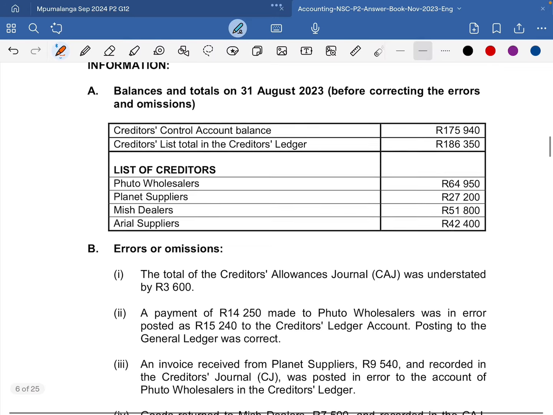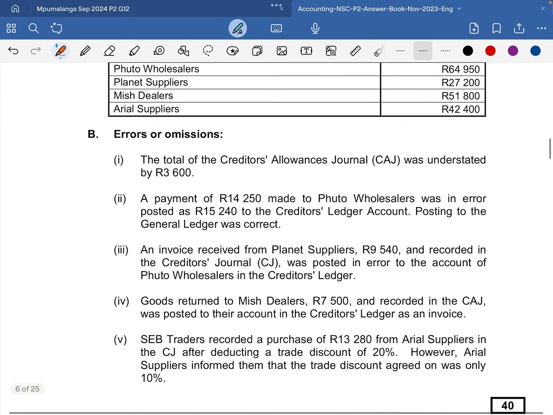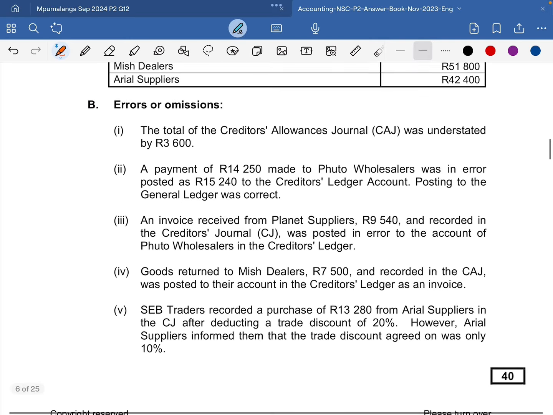So given information A, which shows us the balances and totals on the 31st of August 2023 before correcting the errors and omissions. Then information B, these are the errors or omissions that we need to take into account and correct. So the first one says the total of the creditors allowances journal was understated by 3,600.